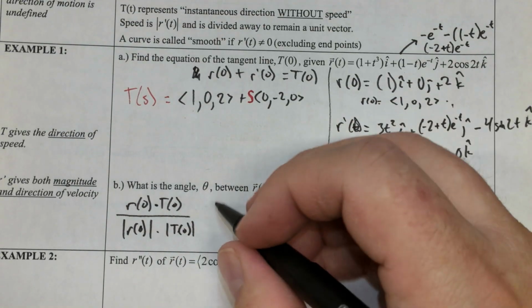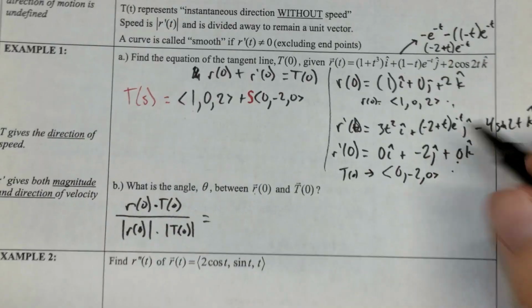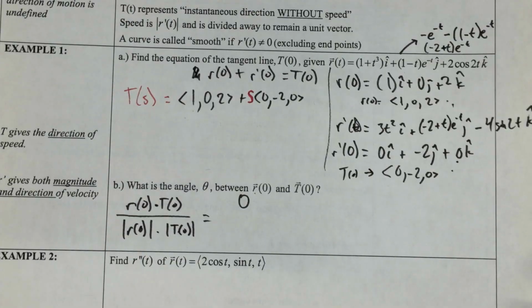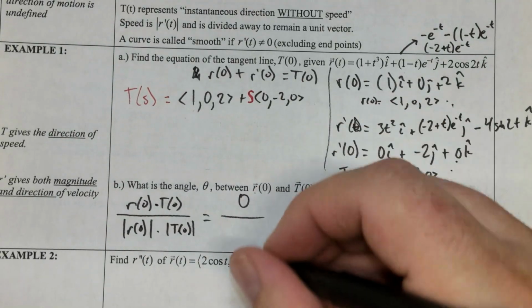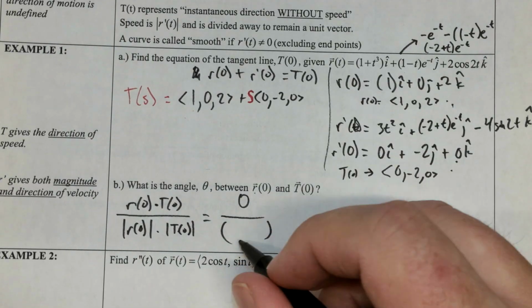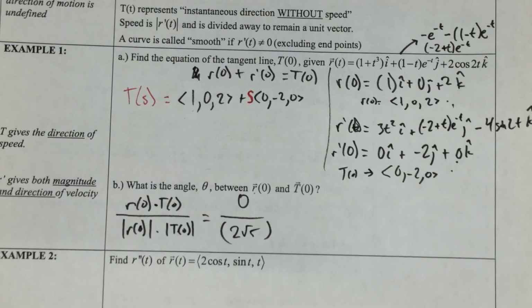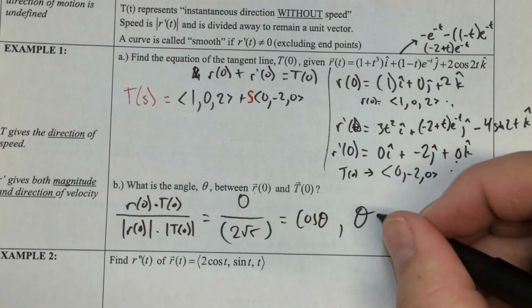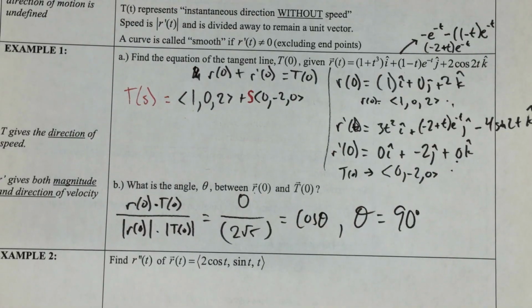Here we go. We will get 1 times 0, 0 times 2, 0 times 0, and that's 0. I don't even really care what the denominator ends up being, which ends up being, what is it, 2 rad 5. I know that if that's equal to cosine, my theta is then 90 degrees. These things are perpendicular.